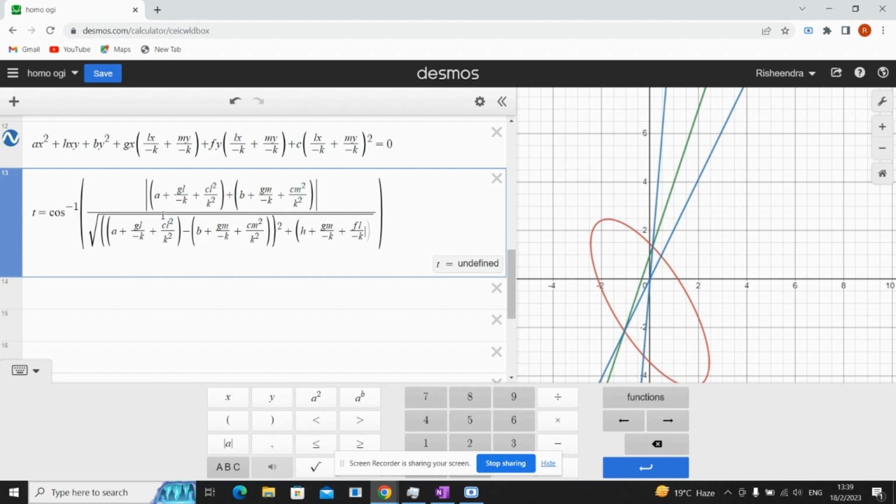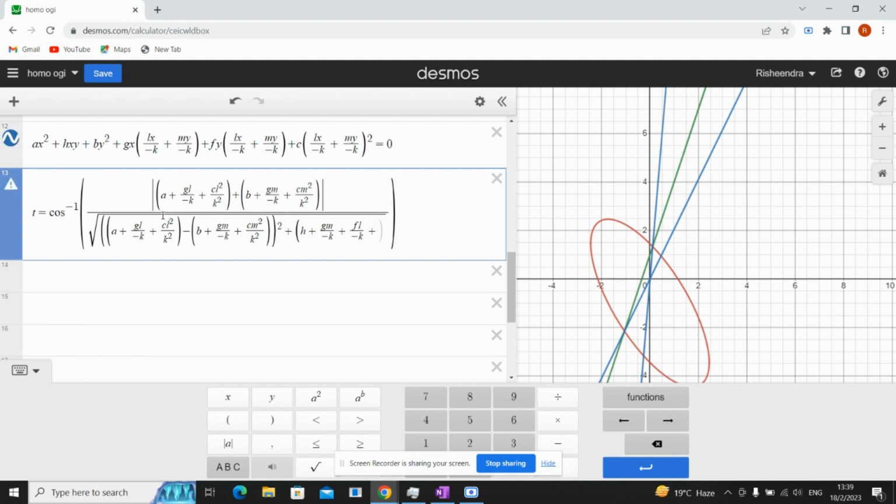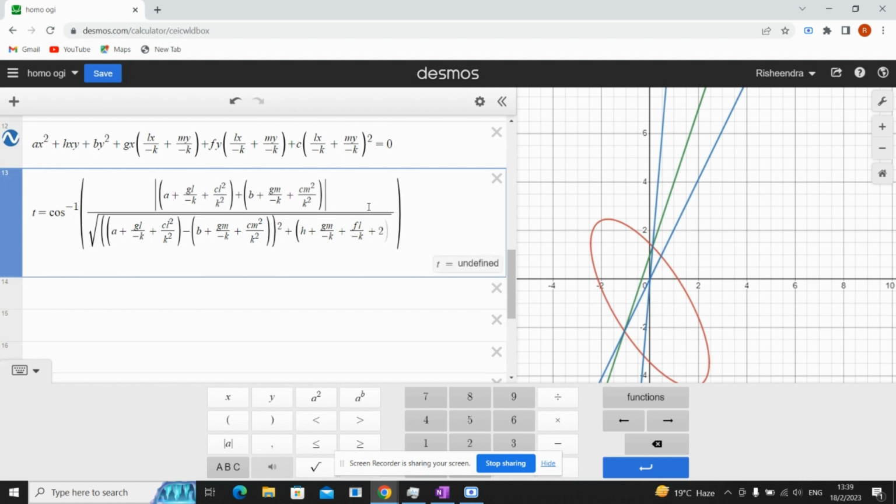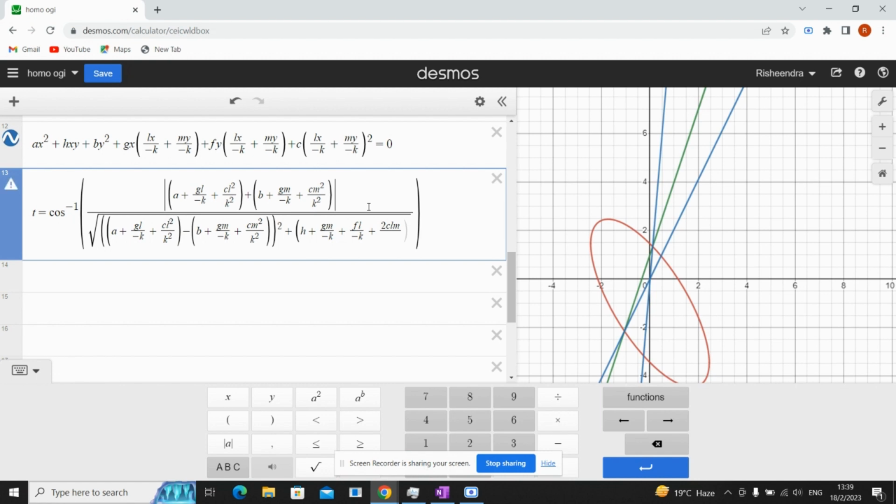Plus 2. Here you can see, when you expand this whole square term, there will be like 2 lmxy. So I'll write it as 2c over k square, which is minus k into minus k, it will be k square.